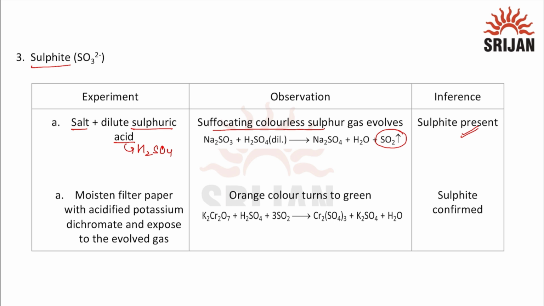But for the confirmatory test, we have to moisten the filter paper with acidified potassium dichromate, and then we will expose it to SO2 gas, which changes the orange color of potassium dichromate to green as a result of formation of Cr2(SO4)3, and hence we can conclude that sulfite is confirmed to be present in the given salt. I hope this topic is clear to you. Thank you.